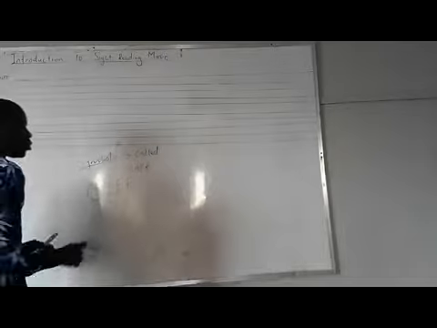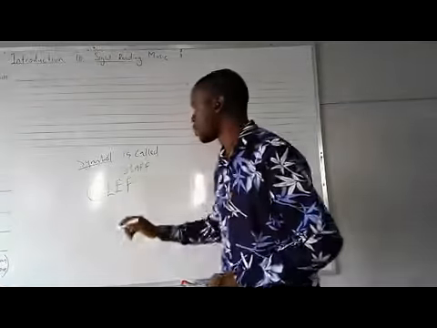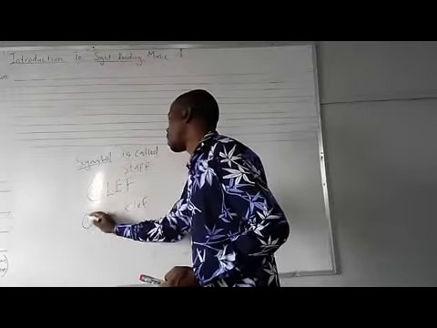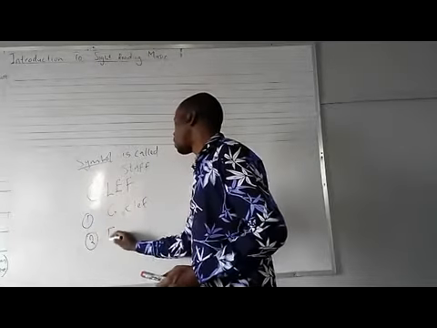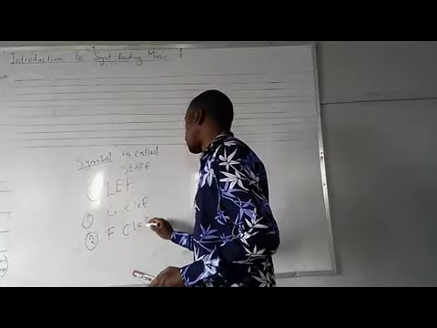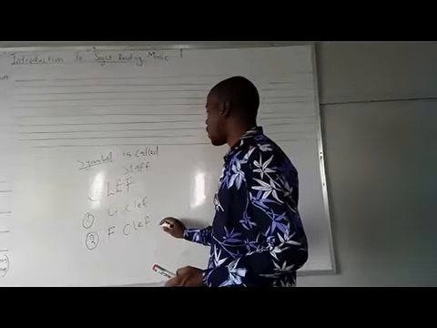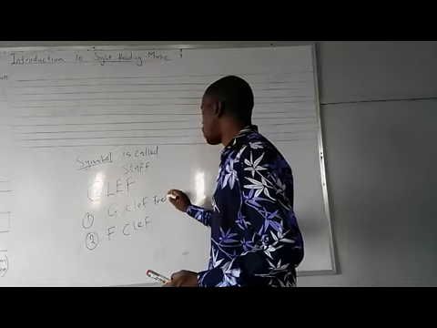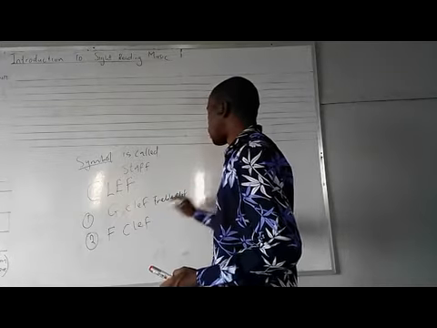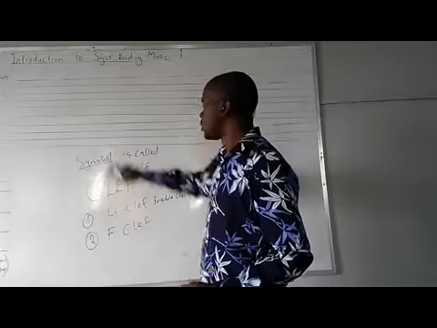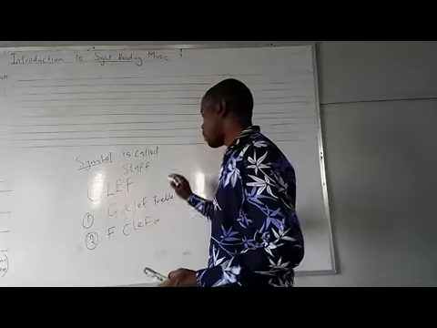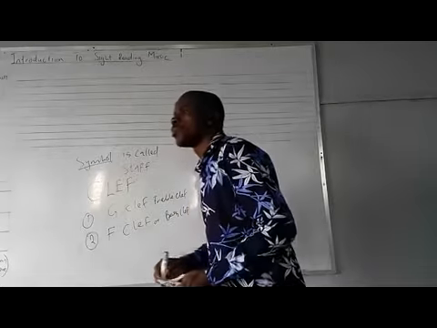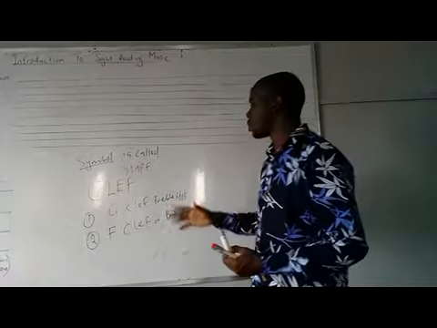So the first clef that I'm going to show you, we have 2 types of clef. We have the G clef, and the second clef that we have is what? The F clef. So this one can be called G clef or treble clef. This one can be called F clef or bass clef. So I believe you get that.